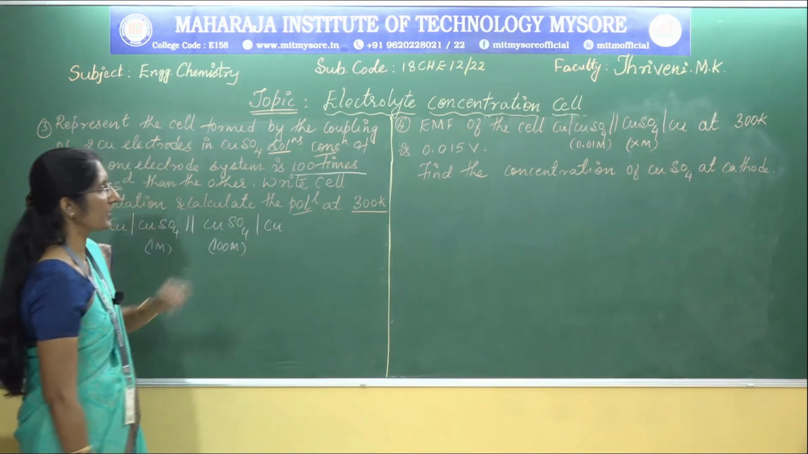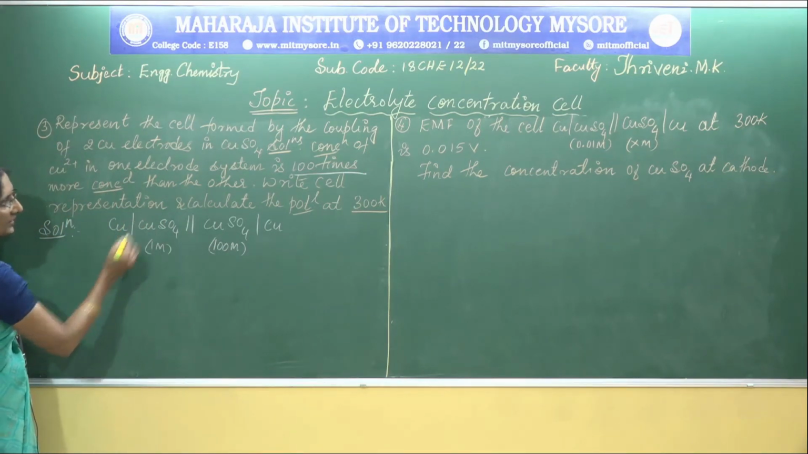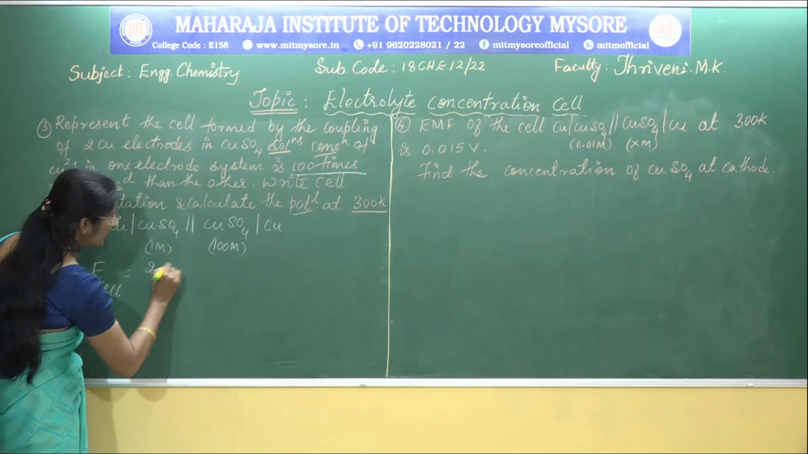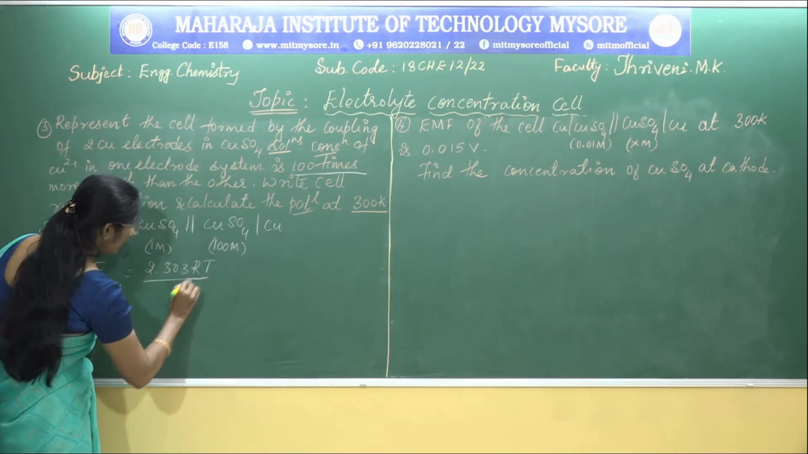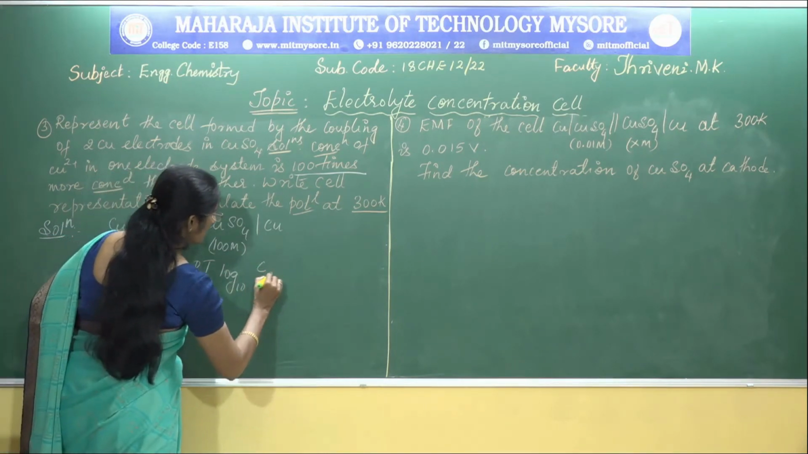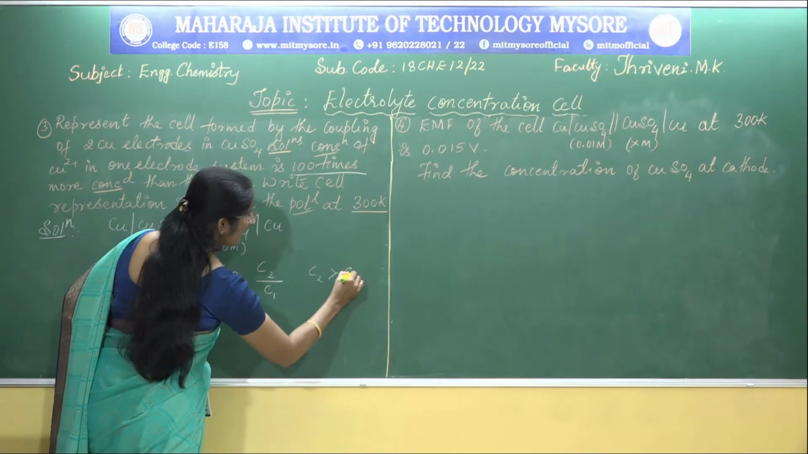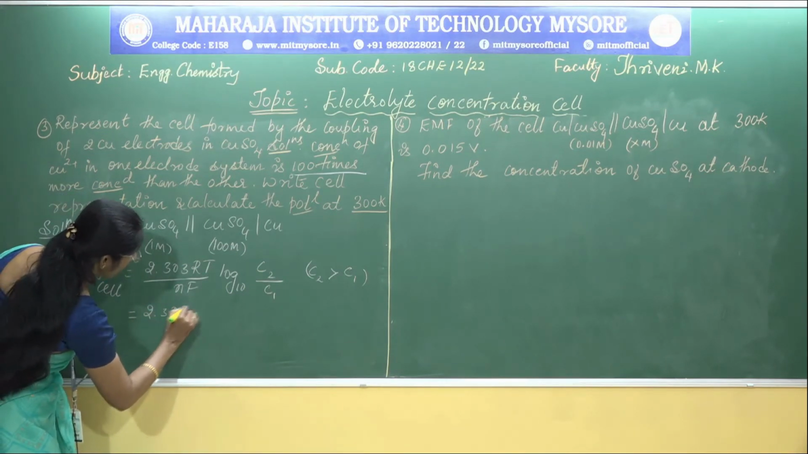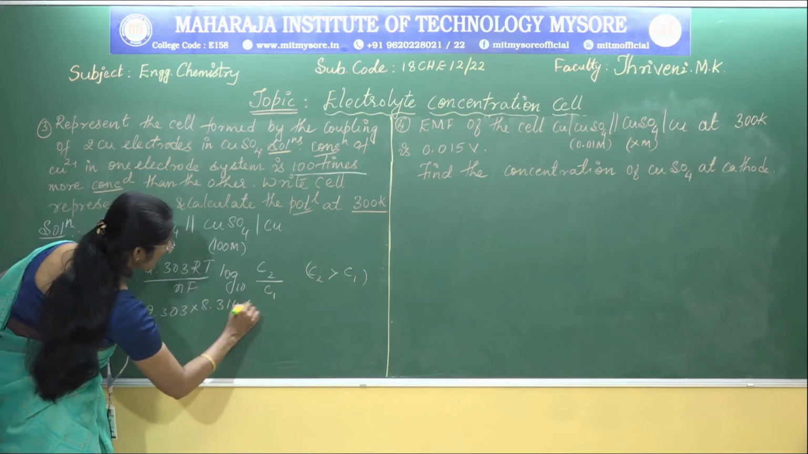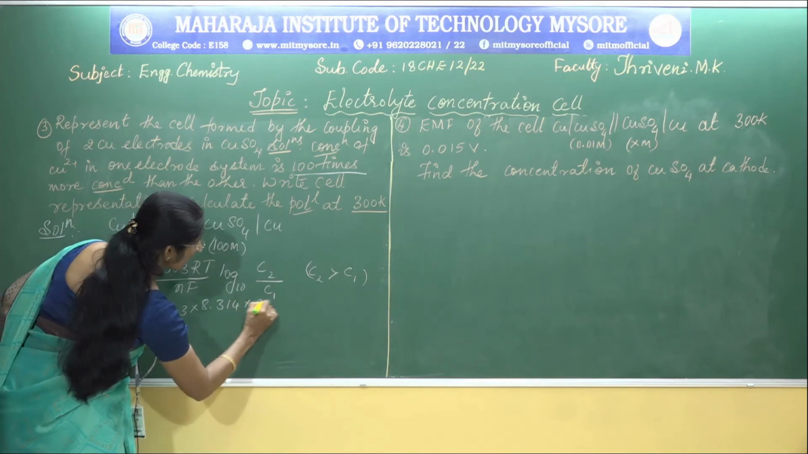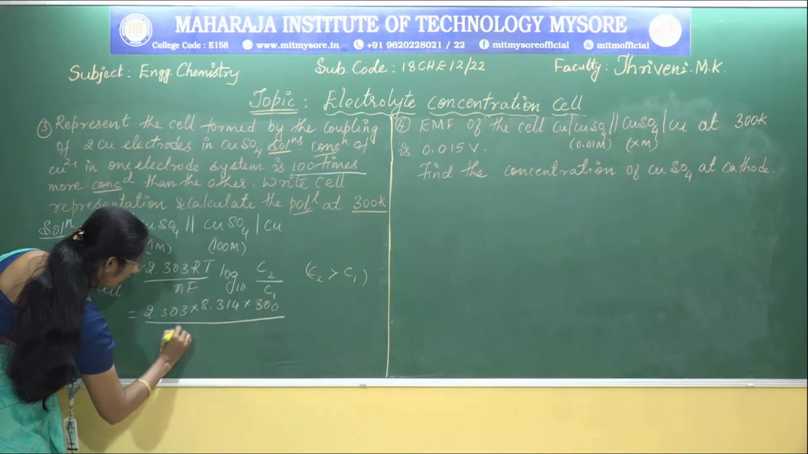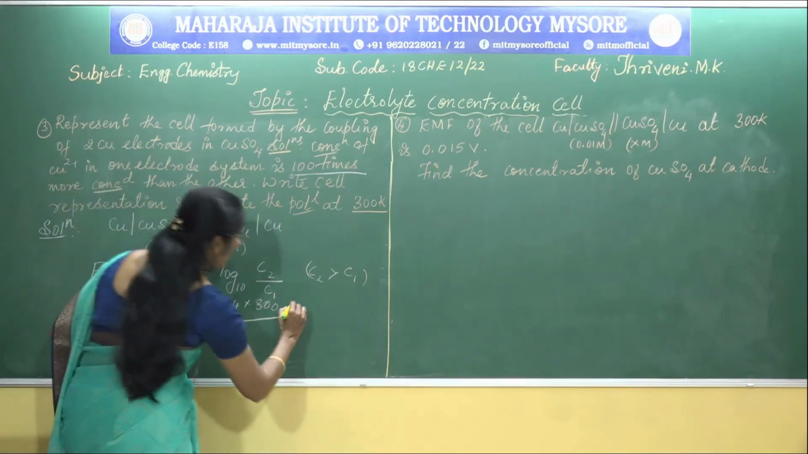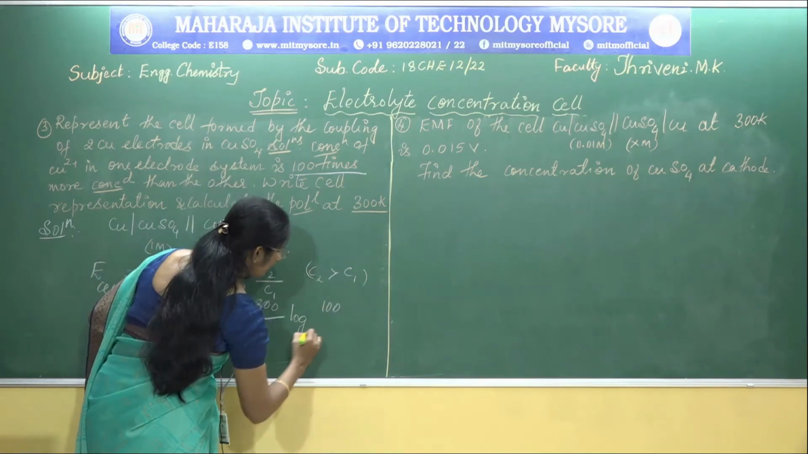Then we have to calculate the potential at 300 Kelvin. So what is the general representation for an electrolyte concentration cell? It is E cell is equal to 2.303 RT divided by nF log base 10 of C2 divided by C1. C2 is always greater than C1. So then substitute the values, that is 2.303, R value is 8.314, into T which is 300, divided by n value, it's copper, so n value is 2, F value is 96,500. So then log, this is 100 divided by 1.